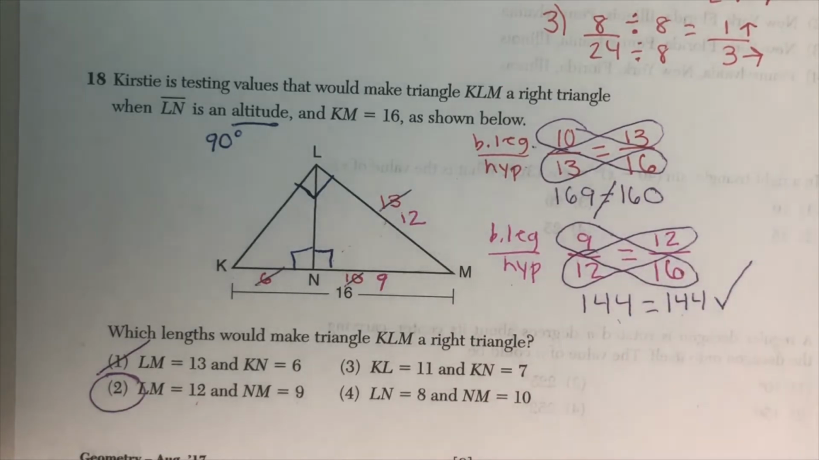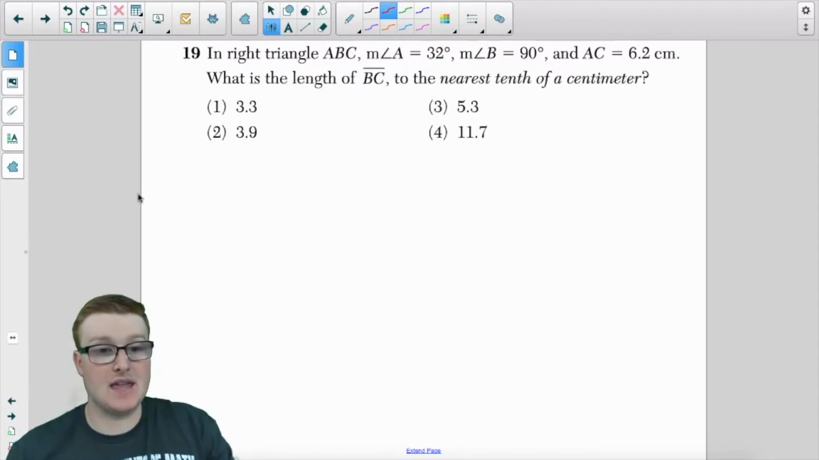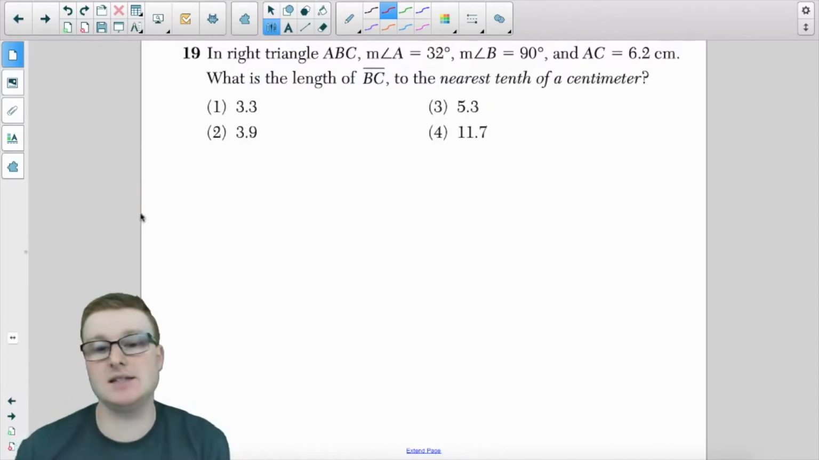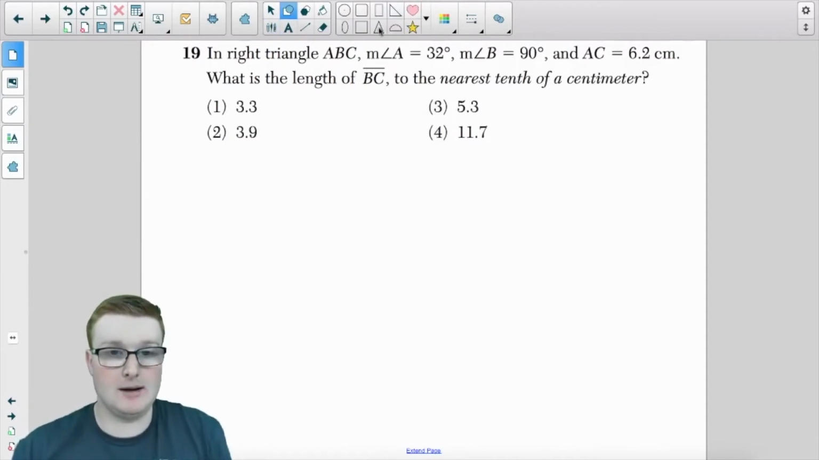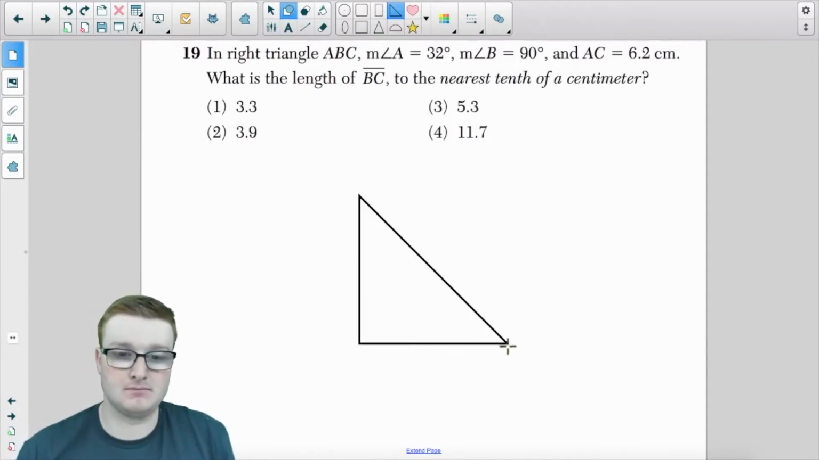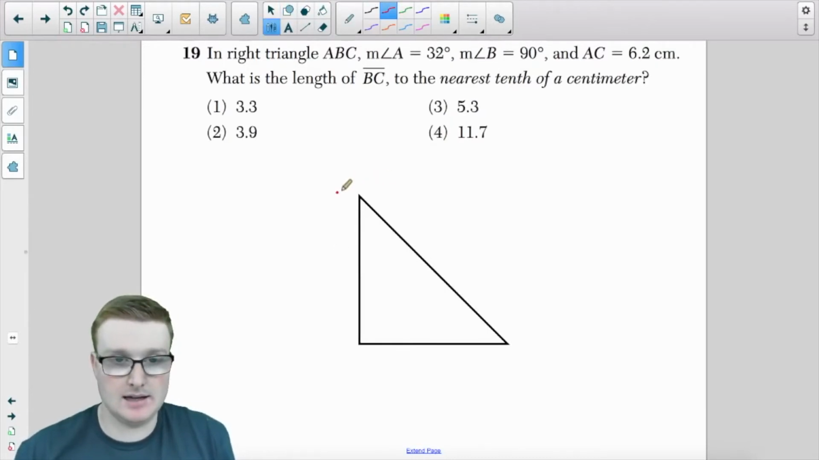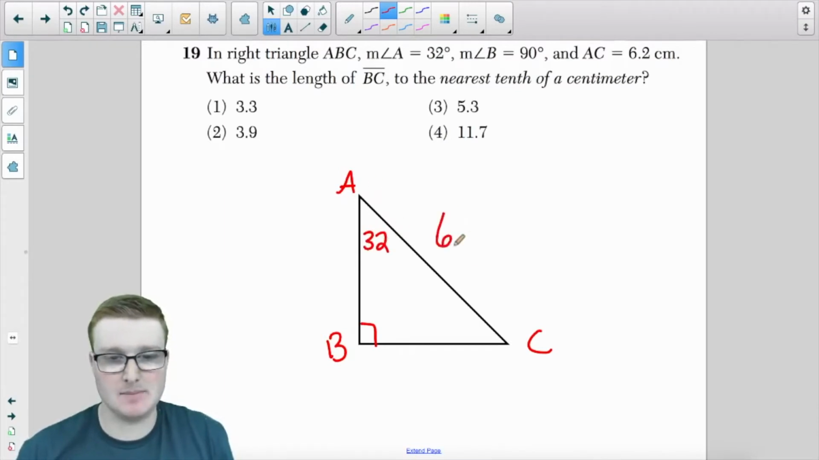my matching numbers. 19. In right triangle ABC, the measure of angle A is 32, the measure of angle B is 90, AC is 6.2. What is the length of BC to the nearest tenth of a centimeter? Draw yourself a triangle. Enough said. A, B, C. 90 degrees. Angle A is 32. AC, which is the hypotenuse, is 6.2. We're trying to solve for the length of BC.